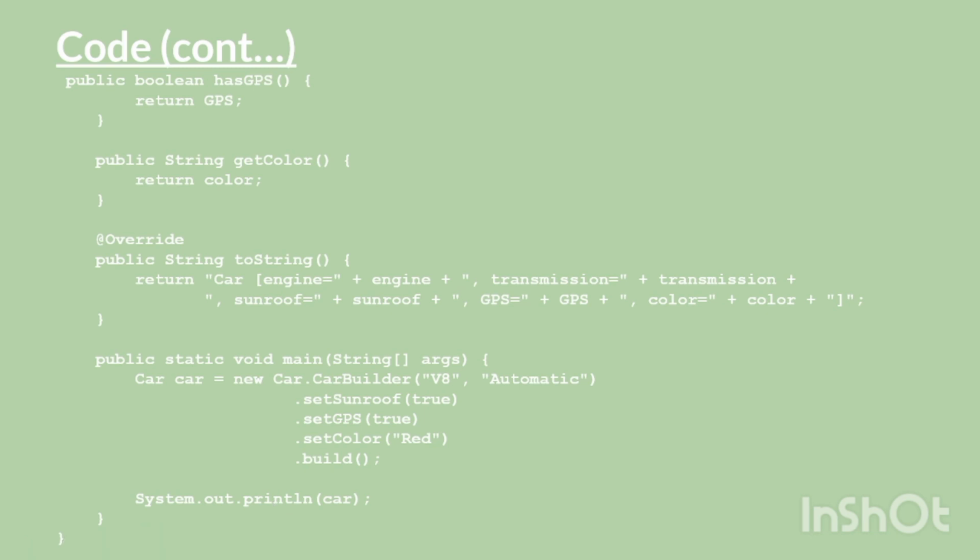This code ensures now that the car object is created in a controlled manner with a clear and readable process for setting optional parameters. Its output will be the car object, which will represent its engine type, transmission, sunroof, GPS and the color. This code basically illustrates the builder pattern, allowing for flexible and readable object construction, especially while dealing with multiple optional parameters.